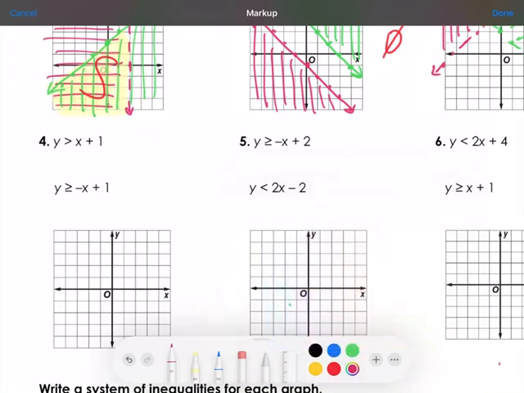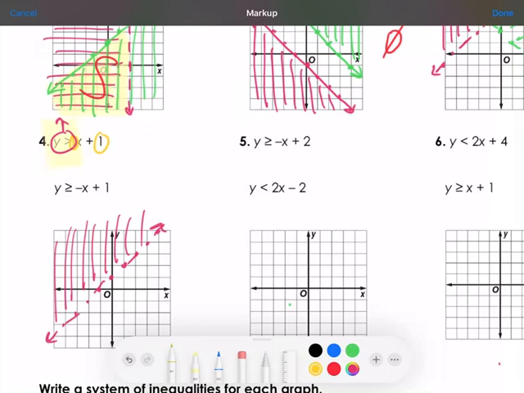This one is already in slope-intercept form, so I can just go ahead and start graphing. I have an intercept at 1 and a slope of 1. So I'm going to start here, and I'm going to go up 1 over 1. And continue down this way. Y is greater than, so it's dashed. And since y is greater than, it's shaded up. Y gets bigger as it goes up.